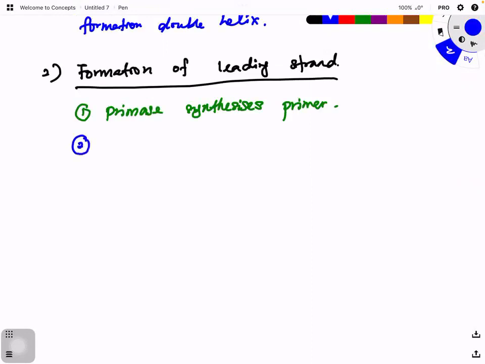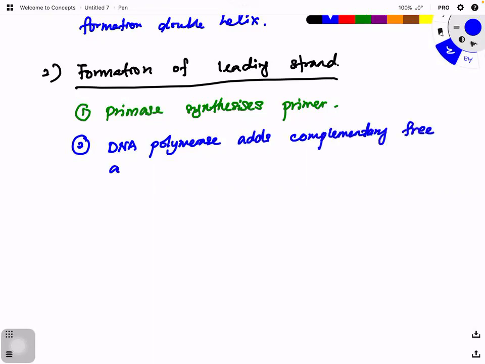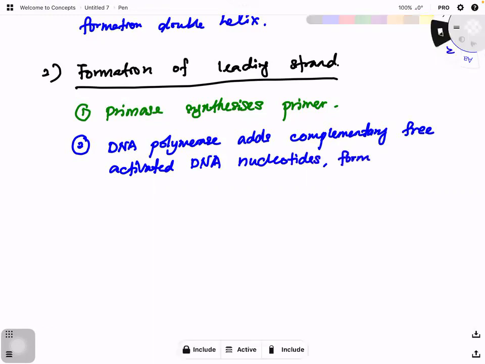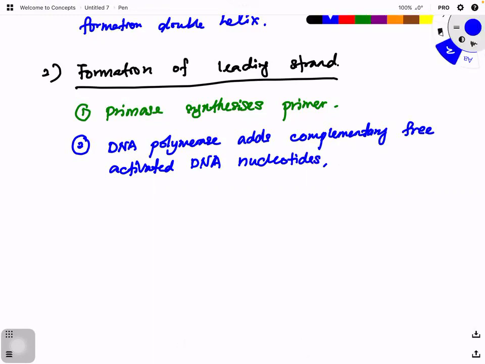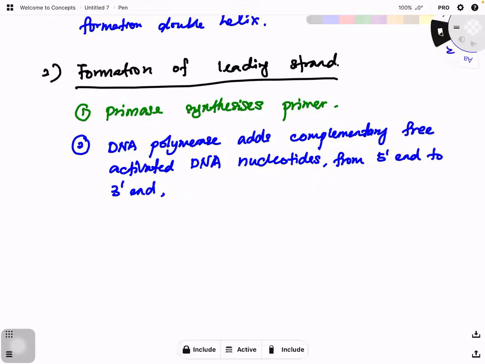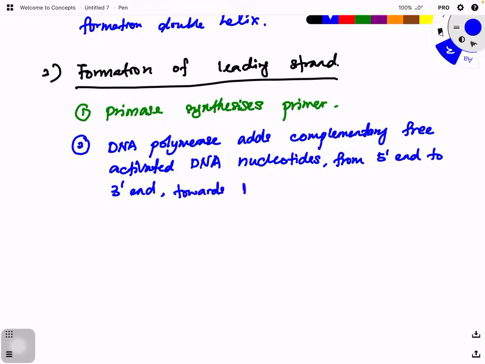I will say enzyme very important: DNA polymerase adds complementary free activated DNA nucleotides from 5' end to 3' end, forming the continuous strand towards the replication fork.